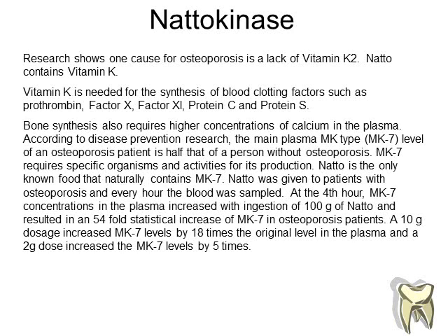Natto is the only known food that naturally contains MK7. Natto was given to patients with osteoporosis, and every hour the blood was sampled. At the 4th hour, the MK7 concentrations in the plasma increased with ingestion of 100 grams of natto and resulted in a 54-fold statistical increase of MK7 in osteoporosis patients. A 10-gram dosage increased the MK7 levels by 18 times the original level in the plasma, and a 2-gram dose increased the levels by 5 times.